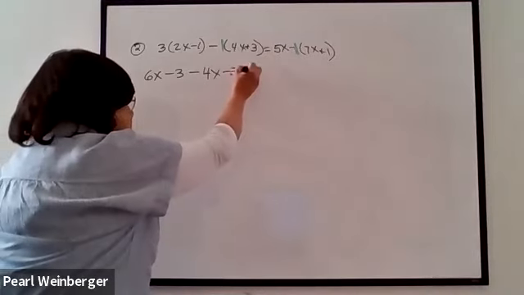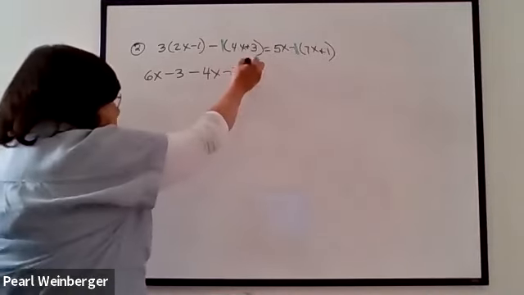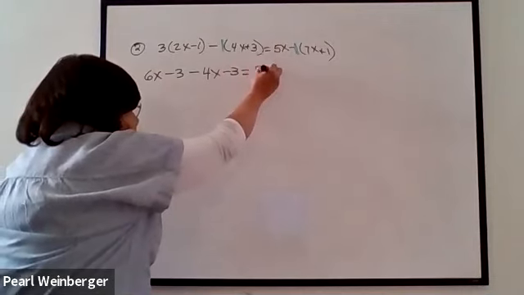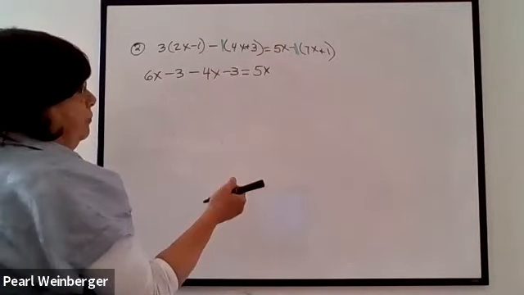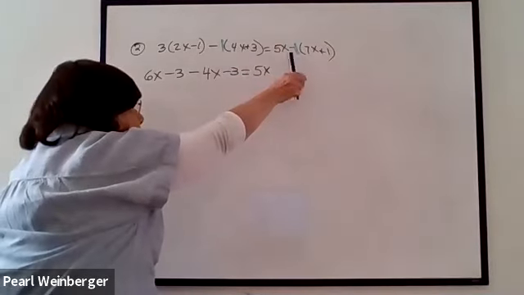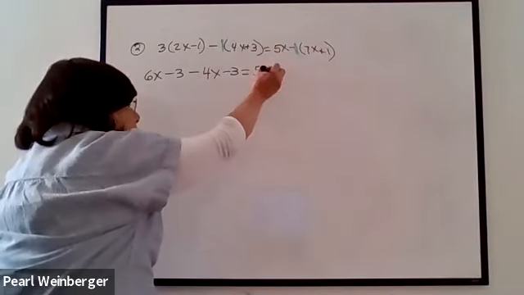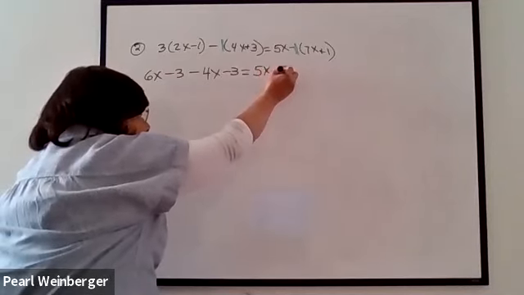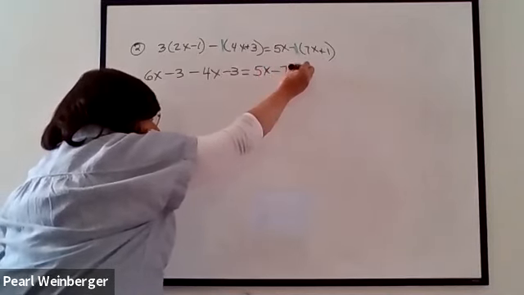On the other side of the equation, we have this 5x, and again, we have this -1 in front of the parentheses 7x plus 1. So we're going to multiply everything in this parentheses by -1, and we will get -7x minus 1.